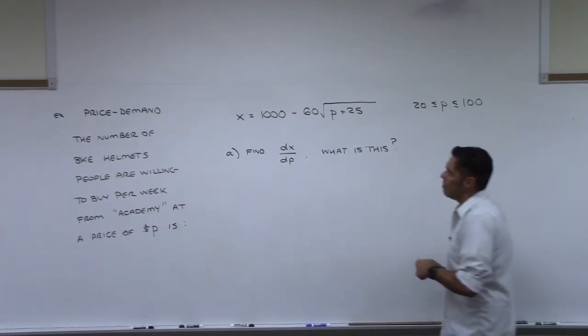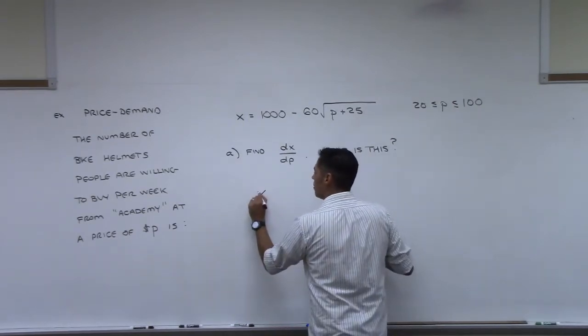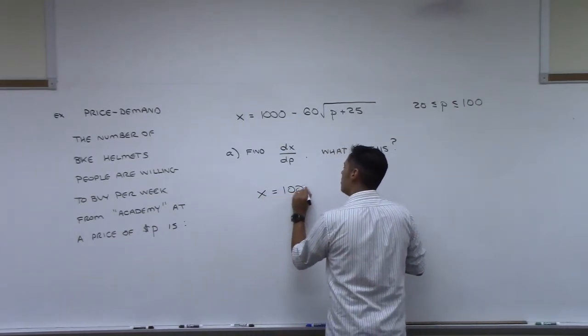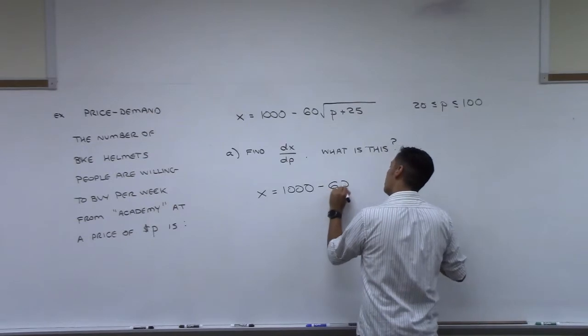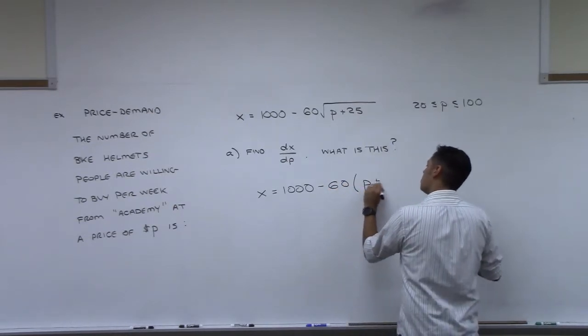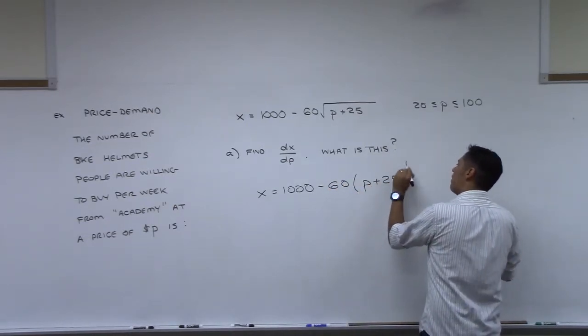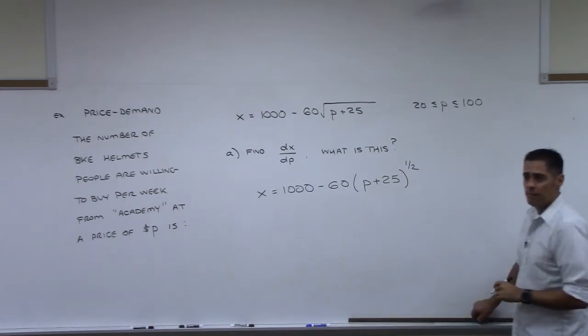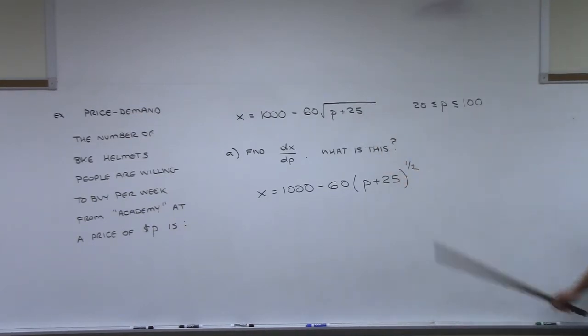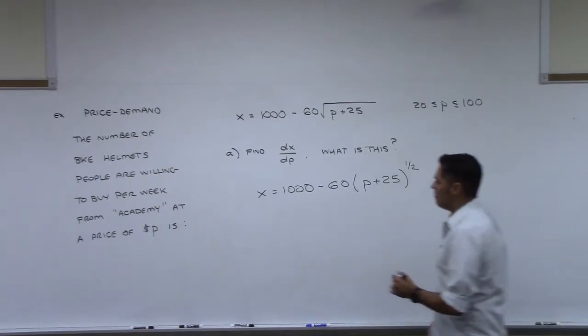So can you handle that? Let's rewrite x first. It's 1,000 minus 60 times (p plus 25) to the one half. I'm doing that so I can use the chain rule, right? Rewriting the root as the 1/2. And now derivative time. So dx/dp.